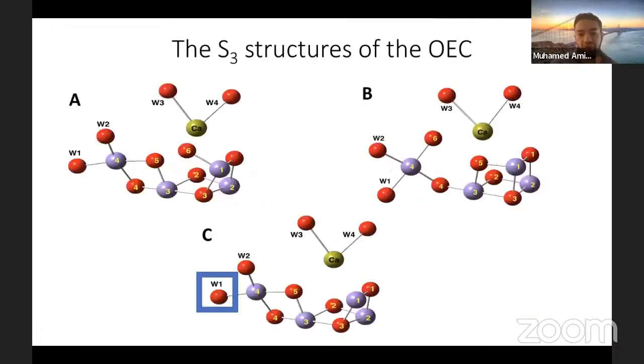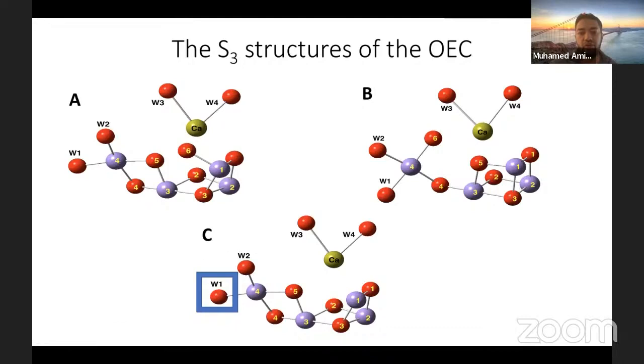So for the S3, there are several models. You have a model where an oxygen is inserted to be an extra ligand to manganese 1. You have another model where the oxygen is inserted to be an extra ligand for manganese 4. And you have another model where no oxygen is inserted at all, and you form a radical anion in W1.